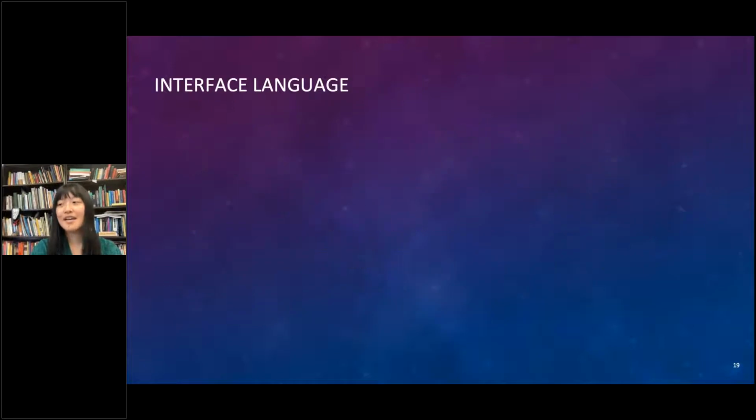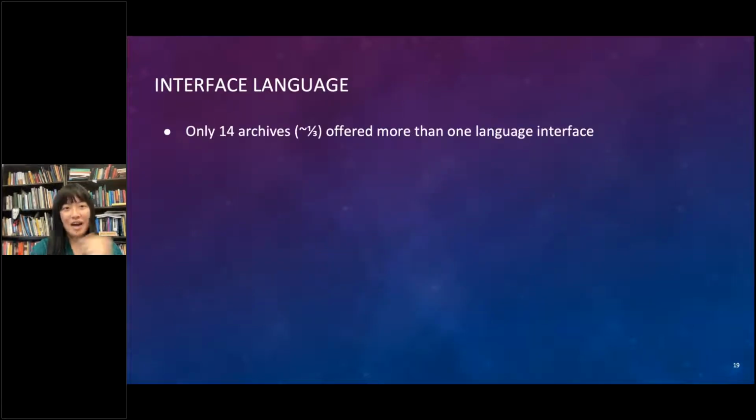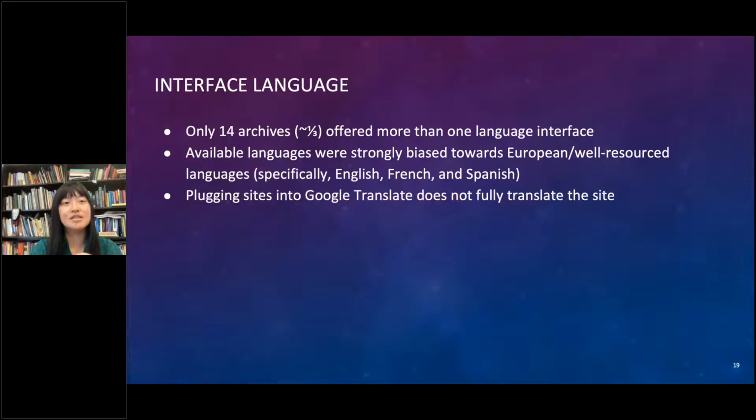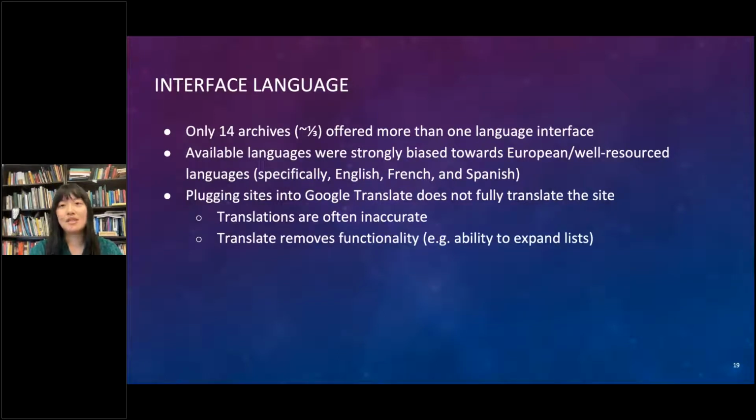So the next thing we looked at was interface language. Only 14 of the archives we looked at, about a third, offered more than one language interface. Interface language is a very important aspect of accessibility. The languages that were available for interface languages were strongly biased towards European or well-resourced languages. And plugging sites into Google Translate does not fully translate the site, and we'll show some issues with that in a second. Translations can often be inaccurate, and in some cases the translation removed functionality, for example the ability to expand lists, or removed links.